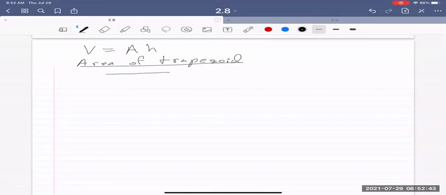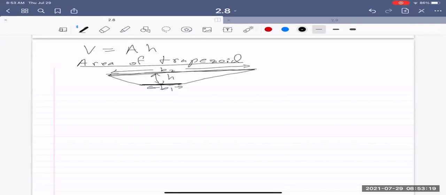So I have here the following trapezoid. Let's call this length here B1 and this length here B2. And this height here H. So a trapezoid consists of two sides that are parallel to each other. So I have here two sides. And it's a quadrilateral, so there's in total four sides.